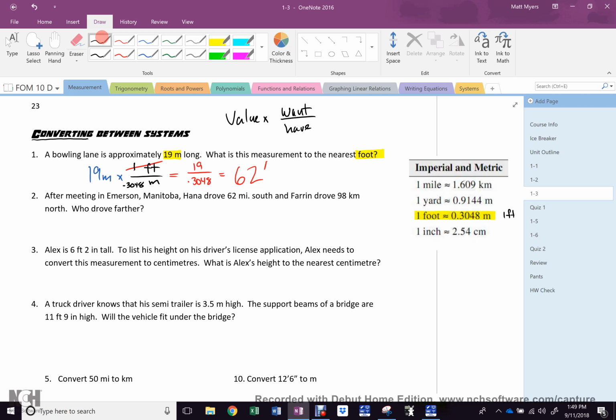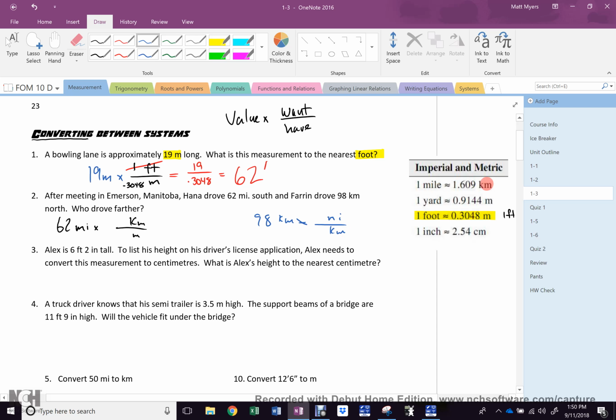So which one are we going to do first? And the question then becomes, does it matter? No. One is going to be multiply, one's going to be divide, isn't it? Okay. Which one is going to be which? If I'm going 62 miles to km, or I'm going 98 km to miles. Where do I get the numbers?